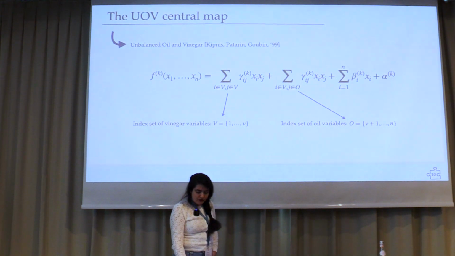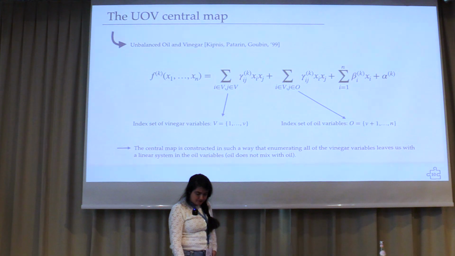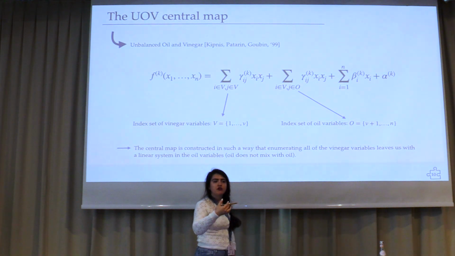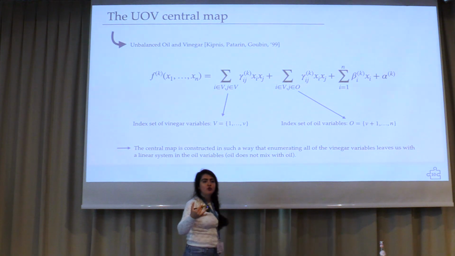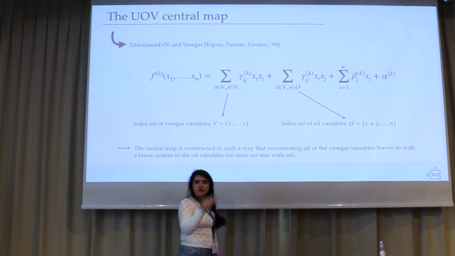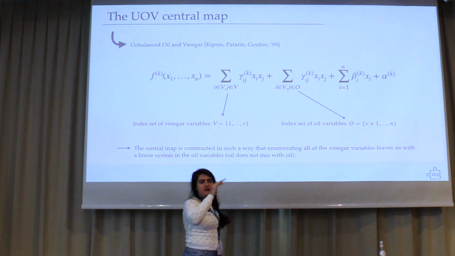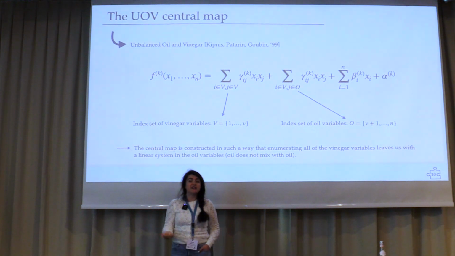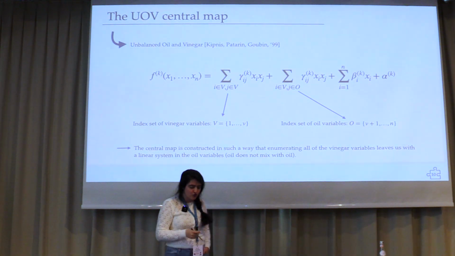Why does this make the problem easy? The way we constructed the central map is that if we enumerate all of the vinegar variables, what you are left with is a completely linear system, because there were no monomials comprised of oil and oil. If all of the vinegar variables disappear, there won't be any quadratic monomials. And as we said, linear systems are easy to solve.